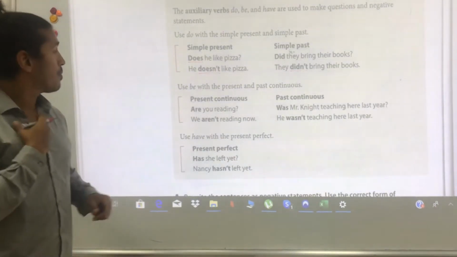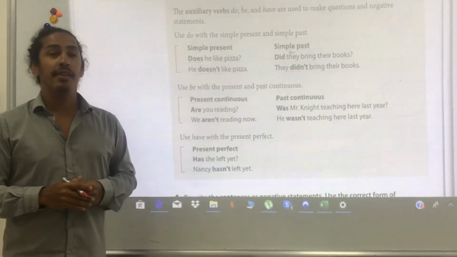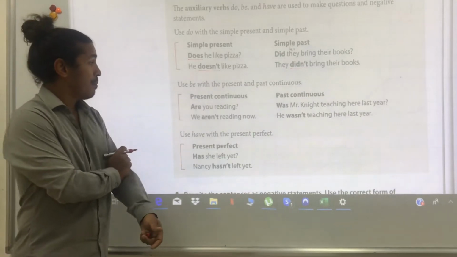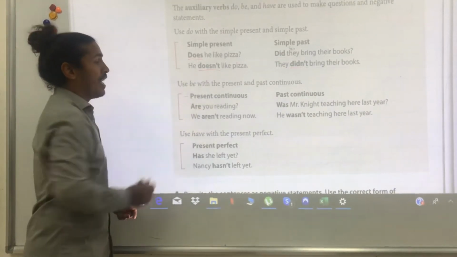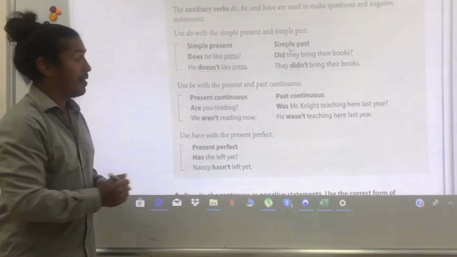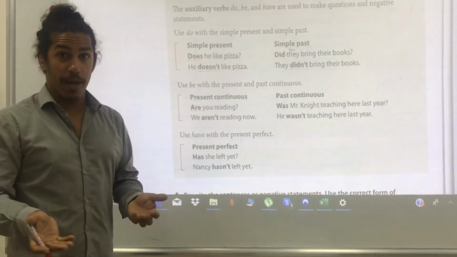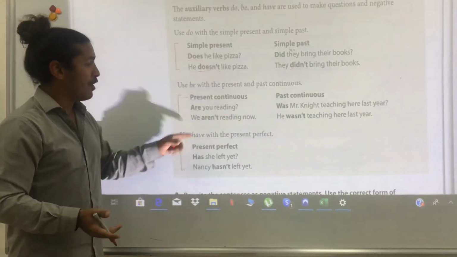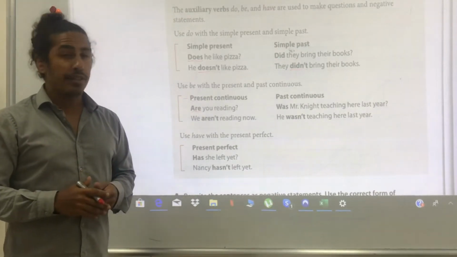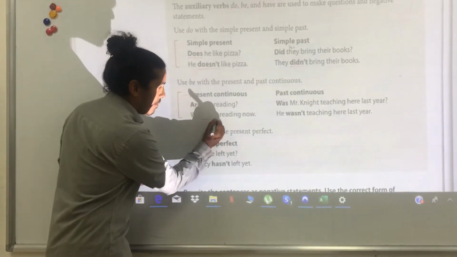Moving on. We use be with the present and past continuous. So for present continuous, are you reading? That would be the question, yeah? And if we look just under at the negative statement, we aren't reading now.